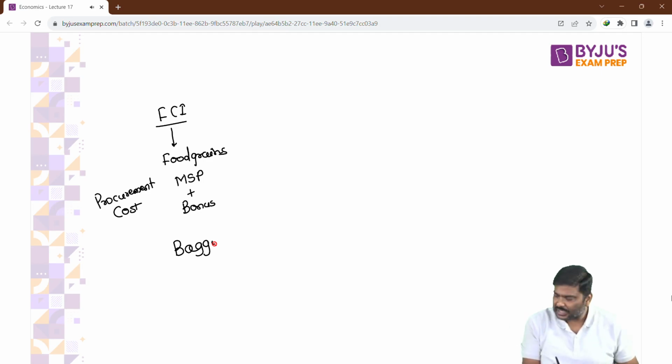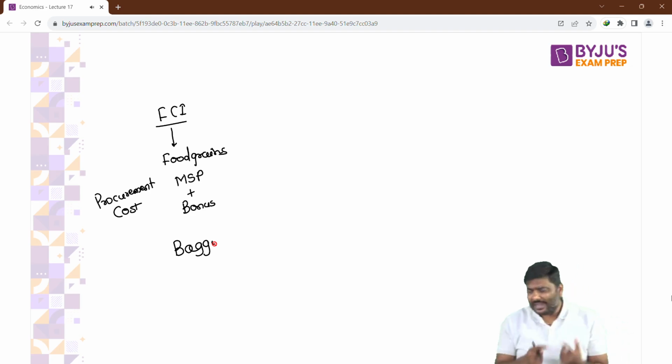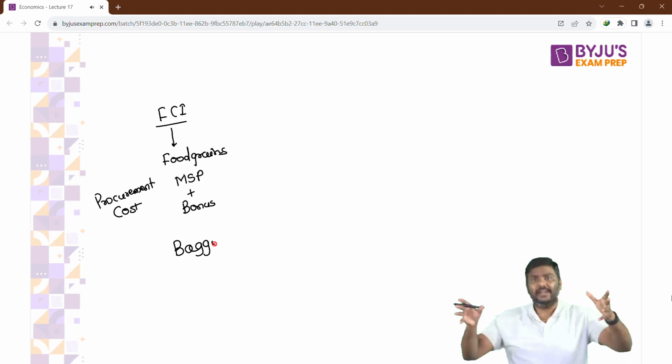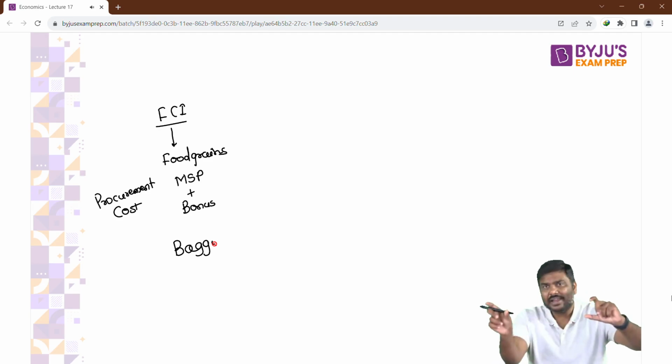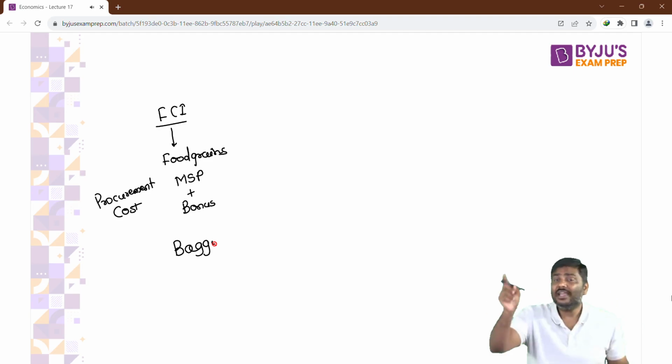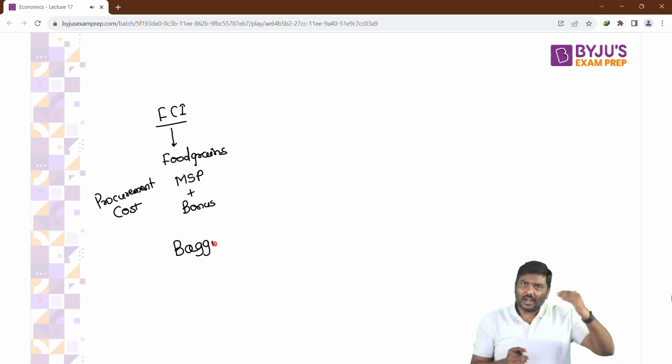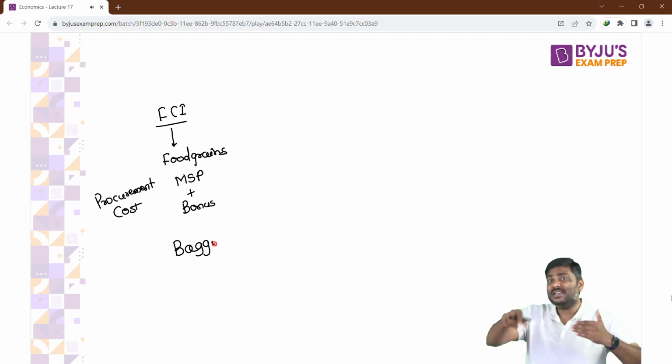Bag charges will be there. Labor charges will also be there. And you're buying all of these food grains in a market. We'll discuss this tomorrow. Have patience. You'll buy all of these food grains in the market, which is called a mandi. So mandi charges will also be there.